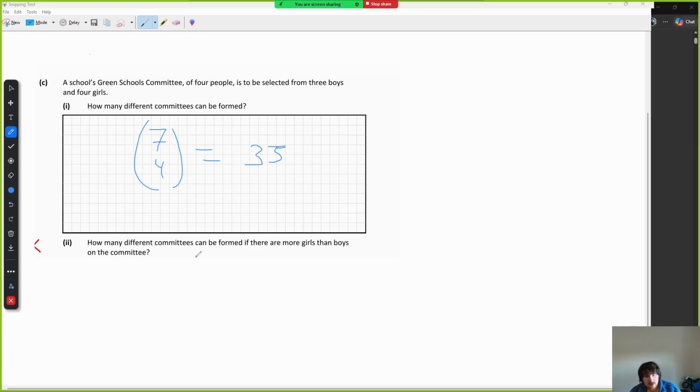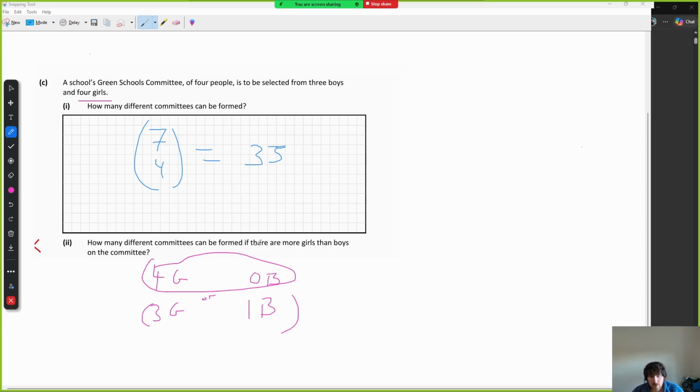How many different committees can be formed if there are more girls than boys? So you want the girl majority here. Let's write out what this looks like. How many total girls are there? There are 4 girls. So one committee is 4 girls, 0 boys, or there's the committee where there are 3 girls and 1 boy. It's not the 2 girls, 2 boys one, because that's not a majority. So it's either this scenario or this scenario. Or kind of means add as well, so we should know that.